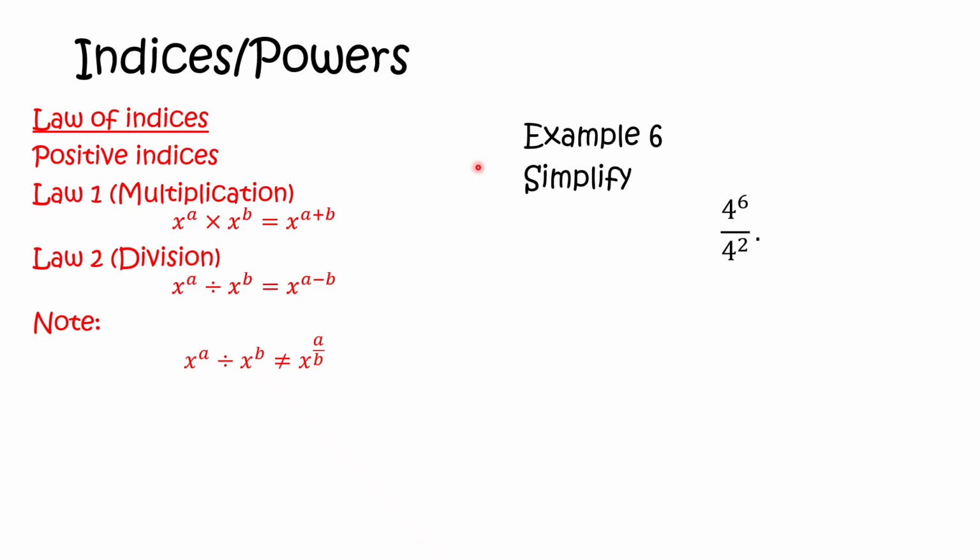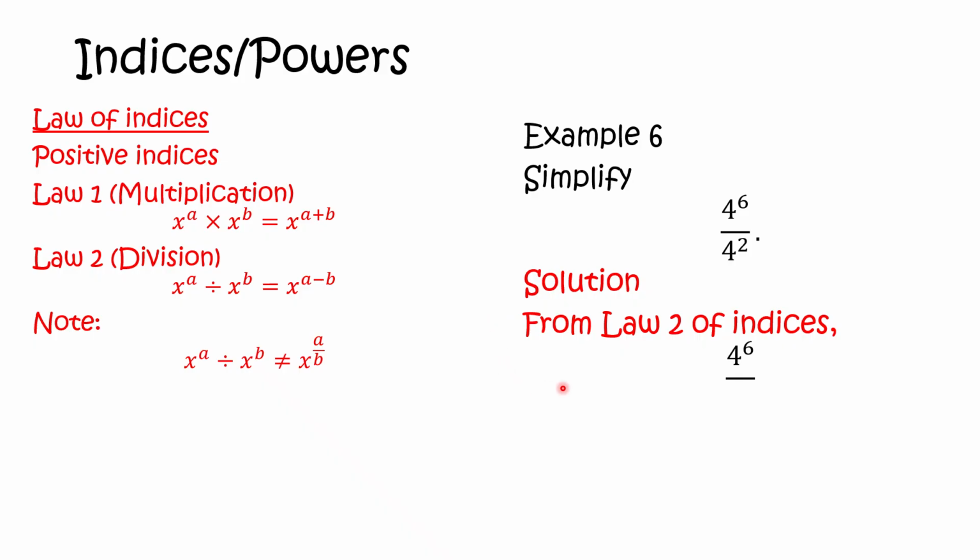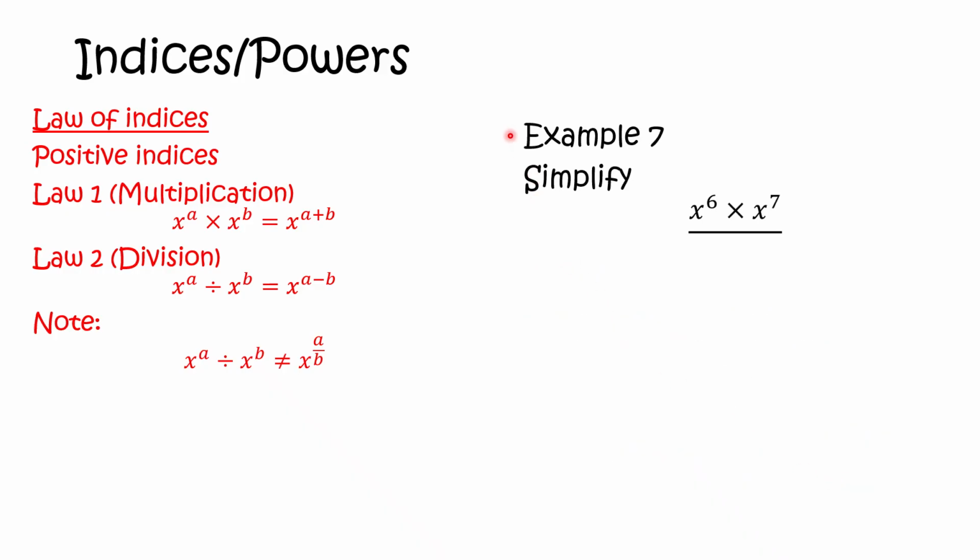Let's look at example 6. Simplify 4 to the 6 divided by 4 to the 2. Solution. From law number 2 of indices, we are going to have 4 to the 6 divided by 4 to the 2, which is equivalent to 4 to the 6 minus 2, so that we get the answer 4 to the 4.